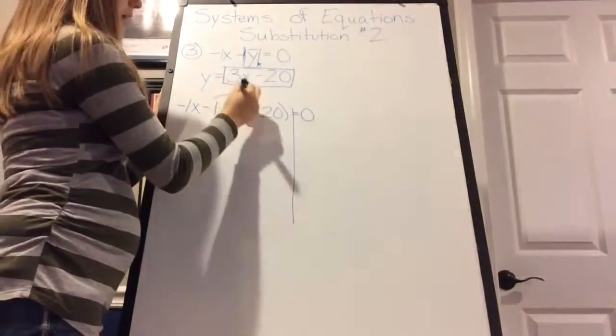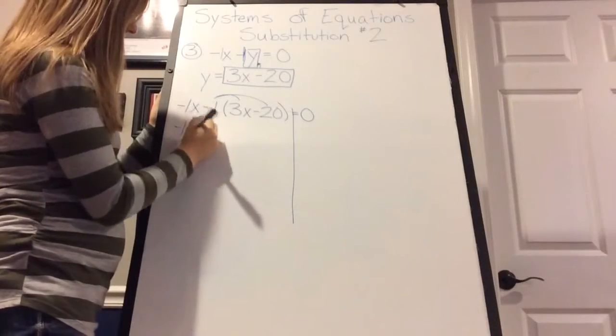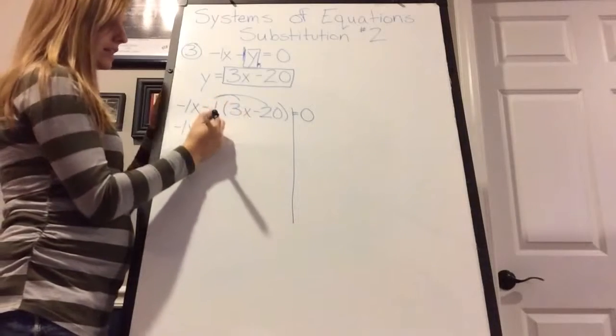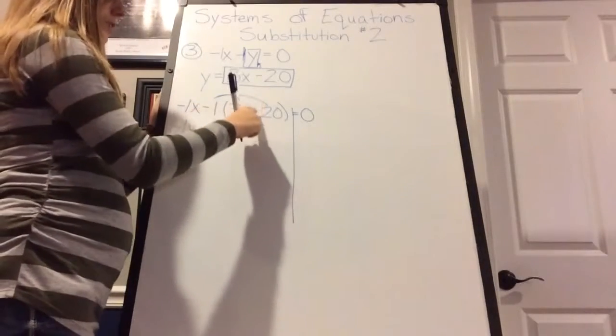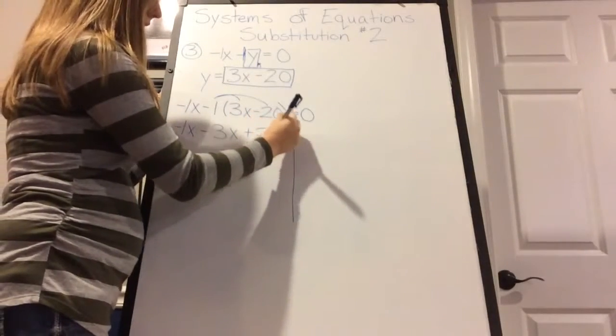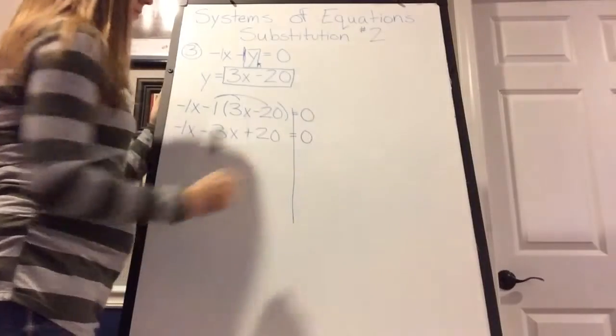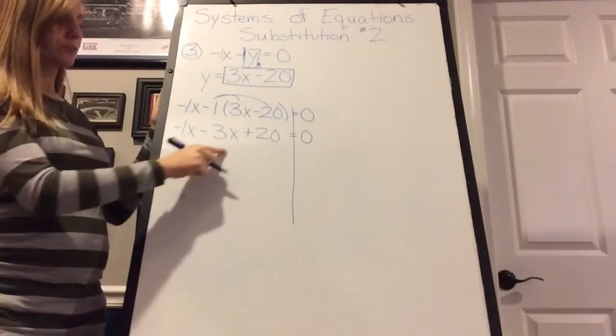So to solve this equation for x, I need to start with the distributive property. So I need to multiply by negative 1. So I have negative 1x. Negative 1 times 3x is negative 3x. And negative 1 times negative 20 is positive 20. And that equals 0.